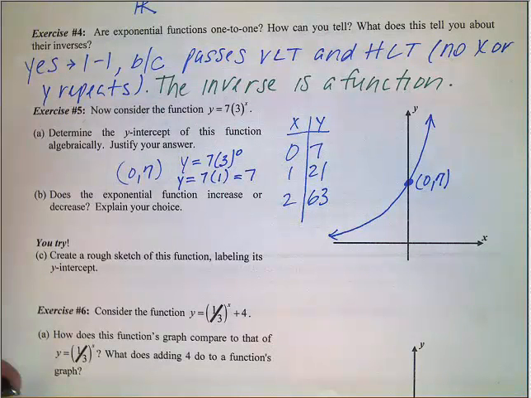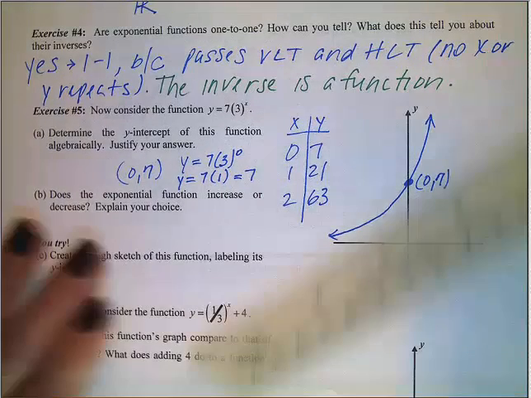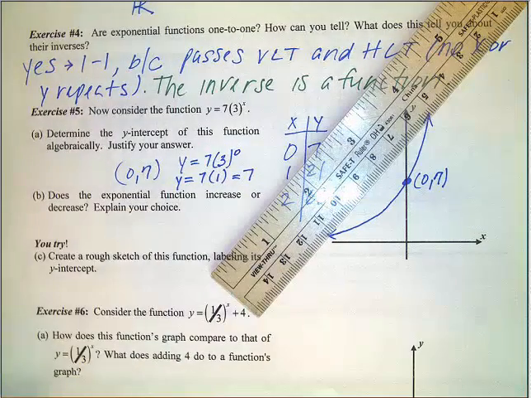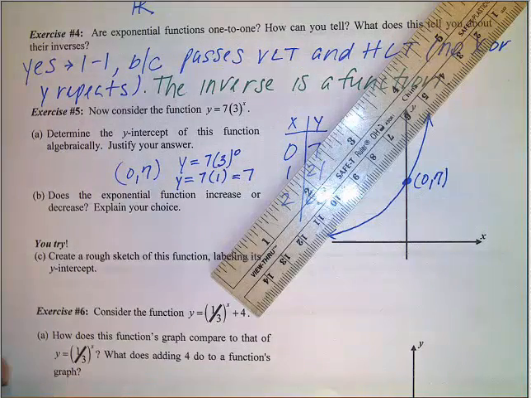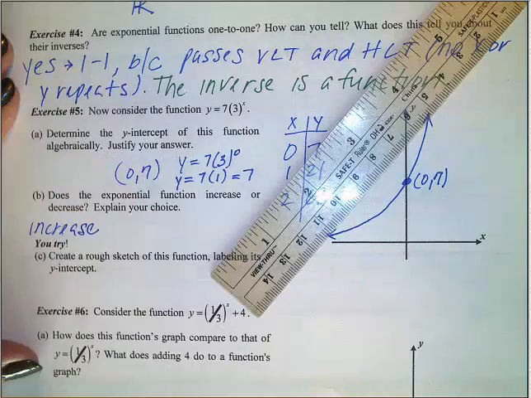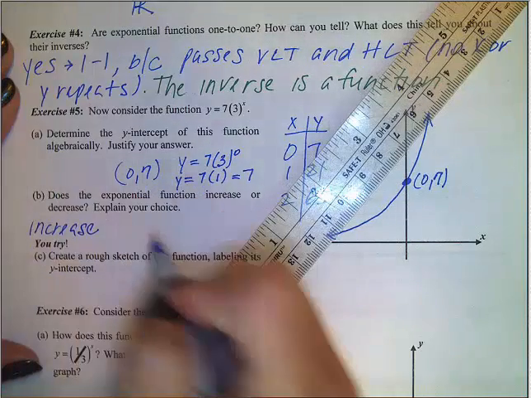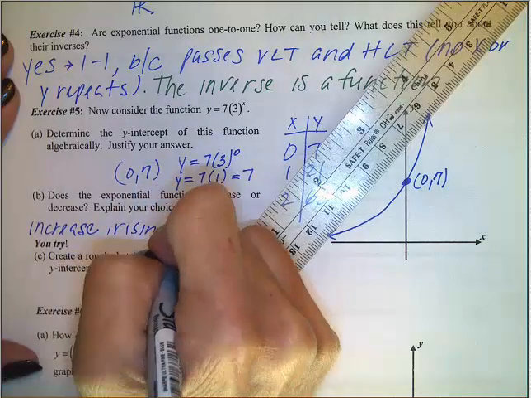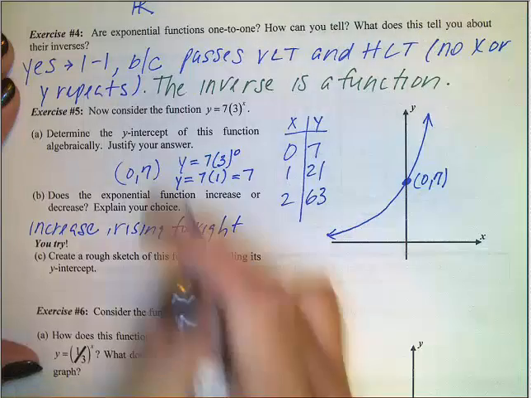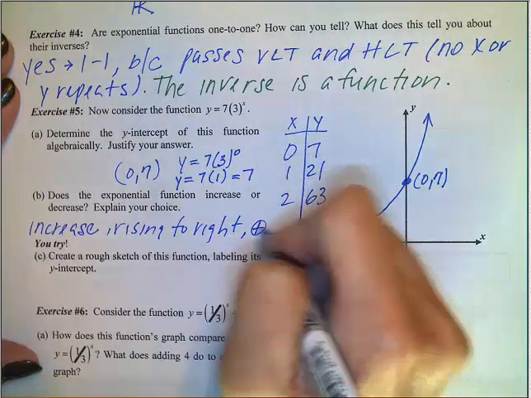Does the exponential function increase or decrease? Well, if I connected maybe the 2 arrows, say, and just put my ruler there, I would notice that it is rising to the right. So it has a positive slope, so it is increasing. And explain, because it's maybe rising to the right. Or you could say positive average rate of change.